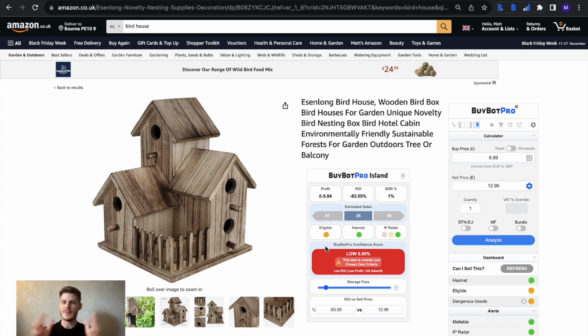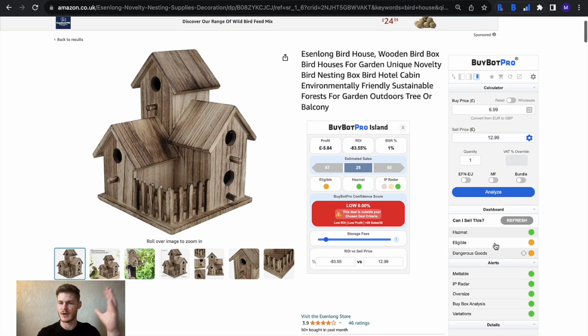So initially you'd enter in your buy price and sell price, click on analyze, and then BuyBotPro is going to show you all of the results. We've got the buy price of $6.99, sell price of $12.99, which is the current buy box price, and already on BuyBotPro Island we can see that it is not good news for this item. But let's break it down and see why exactly this item is a bad deal and one that we wouldn't be interested in going ahead with.